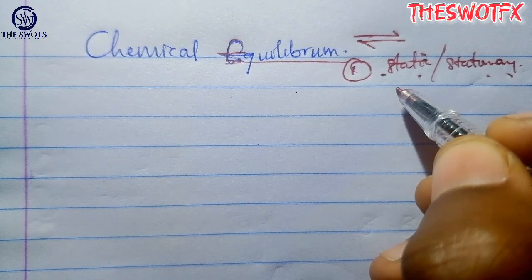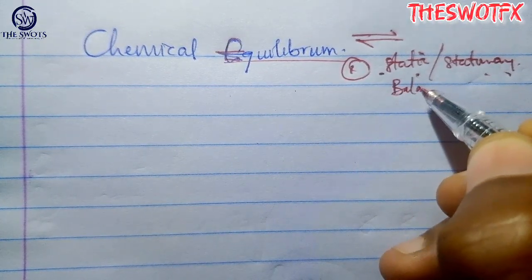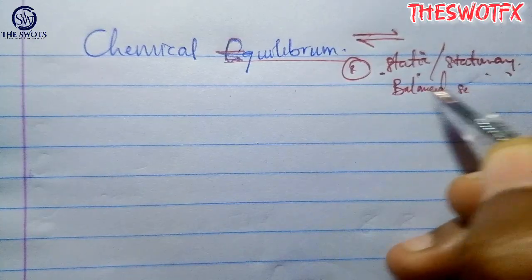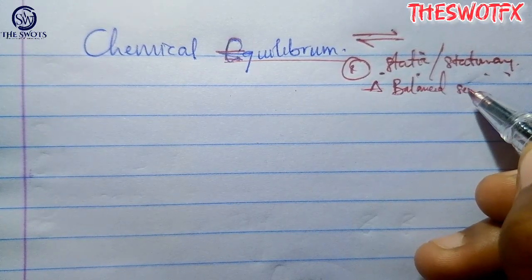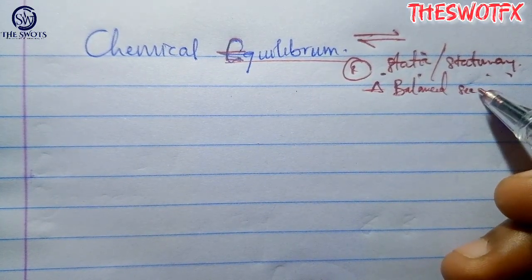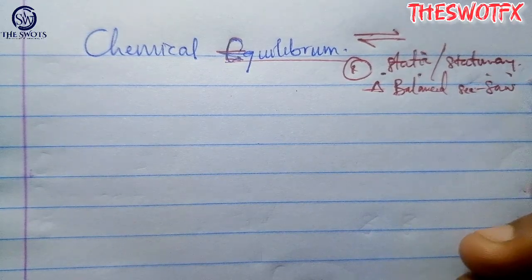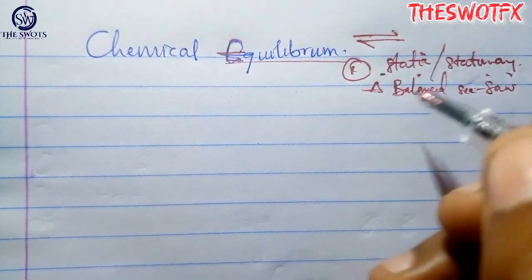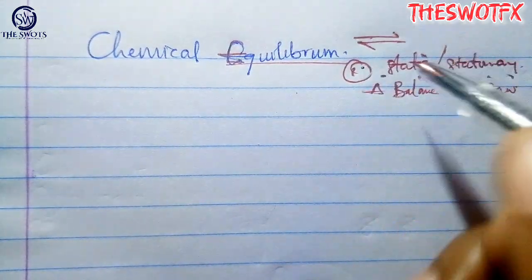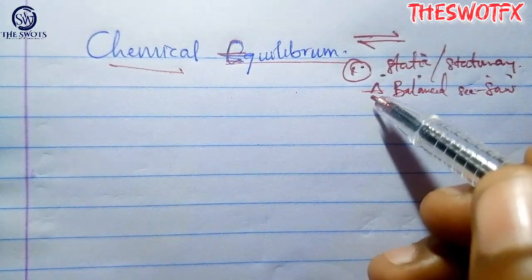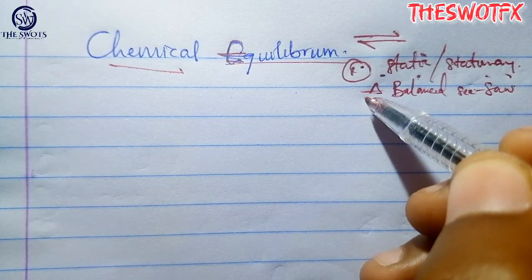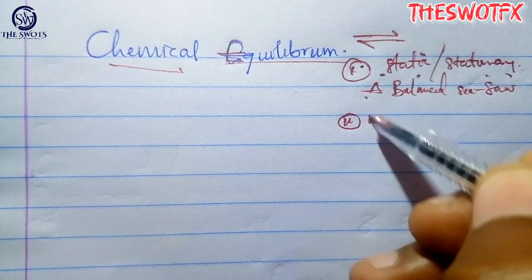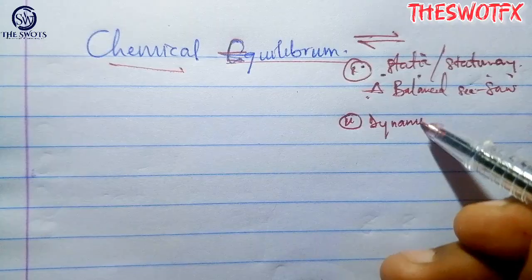a balanced seesaw. But our main focus is not static equilibrium. Our main focus is chemical equilibrium. Then the second form of equilibrium is what we call the dynamic equilibrium.